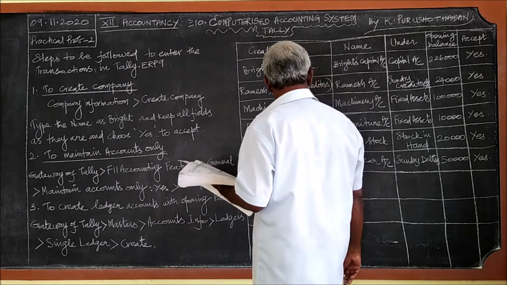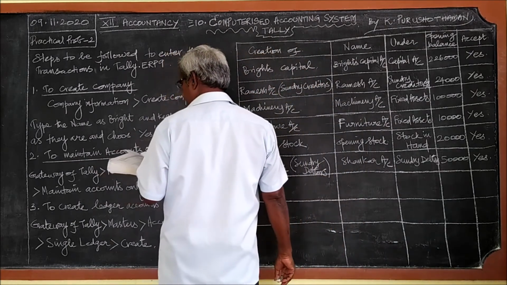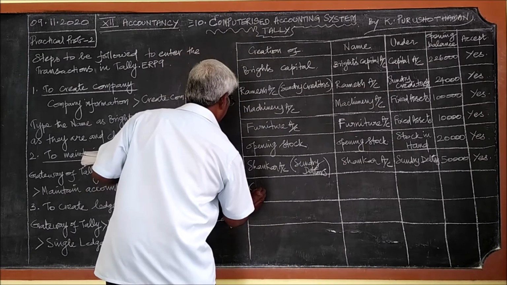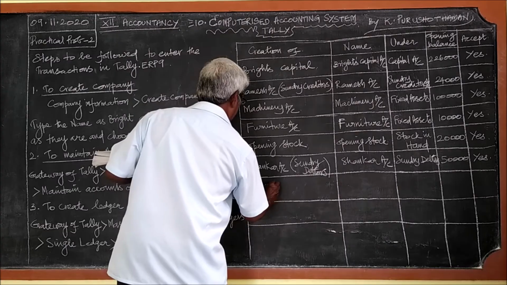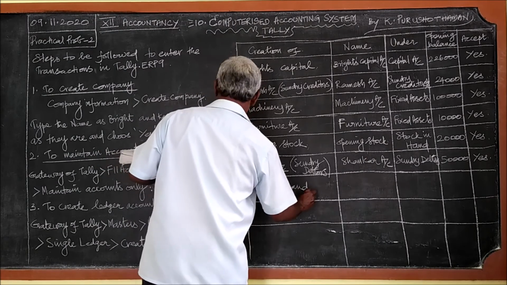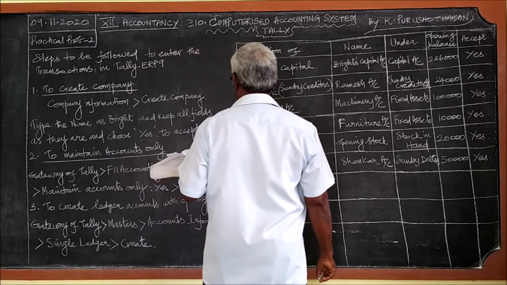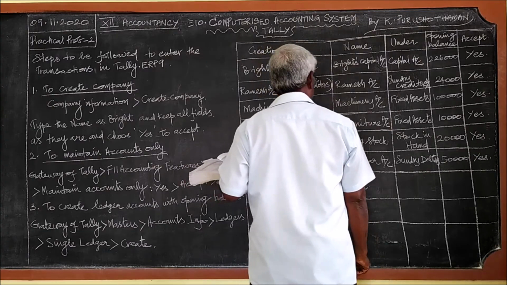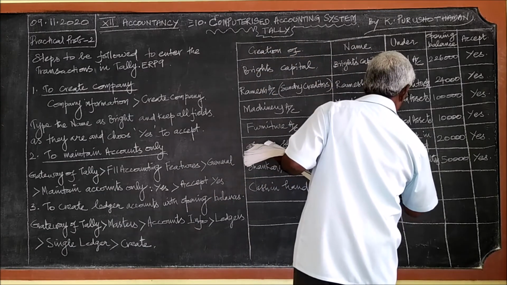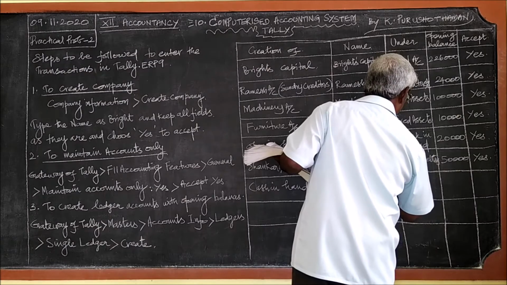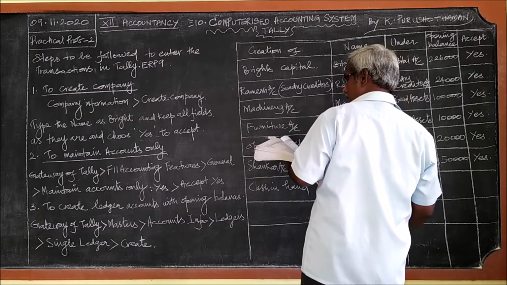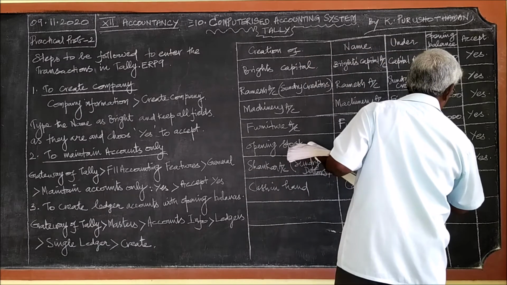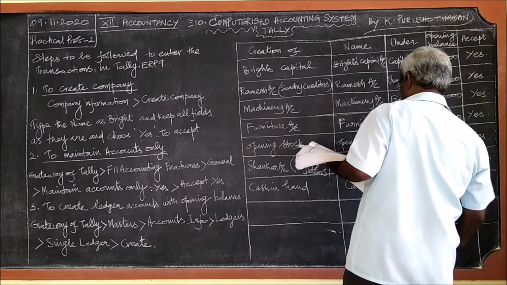There are 8 now. After Shankar, cash in hand. This is cash in hand, creation of cash in hand. The name of the account is cash. Under what account should it be written? Under cash in hand. What is the amount in cash in hand? 15,000. This process is over, therefore accept yes.